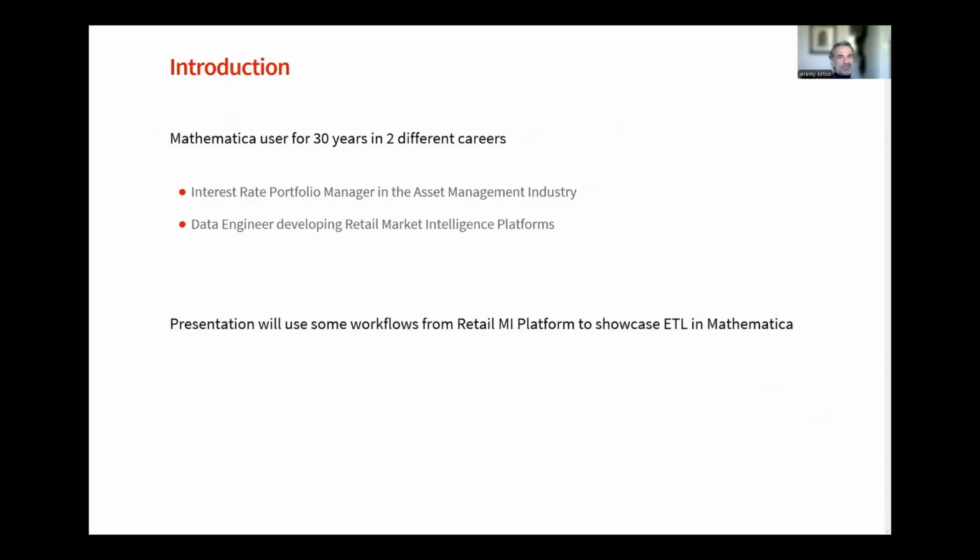I've been a Wolfram Language developer on and off for the past 30 years and in 2 different careers. Firstly, I've used Mathematica to find profitable trades in the South African interest rate markets. And more recently, I've used Mathematica to create retail market intelligence platforms based on large amounts of web scrape data.